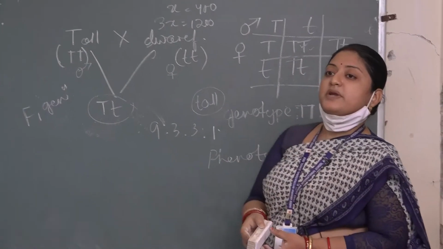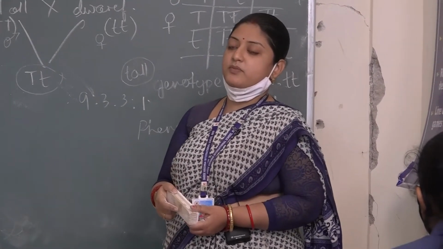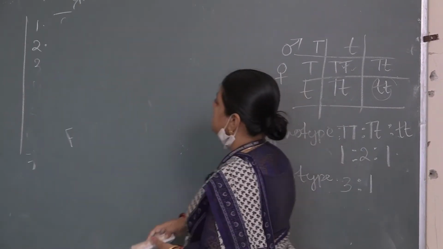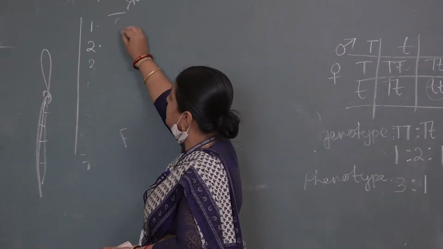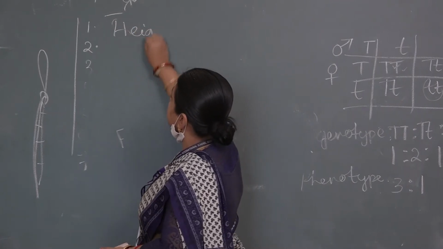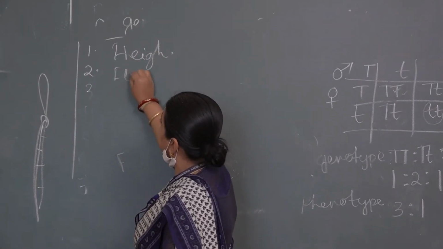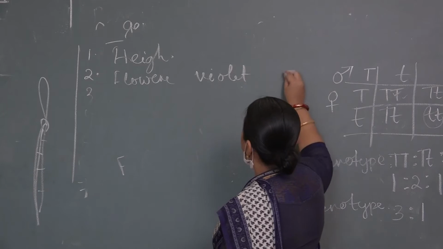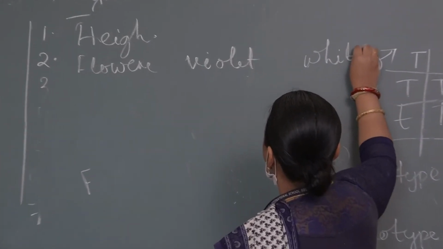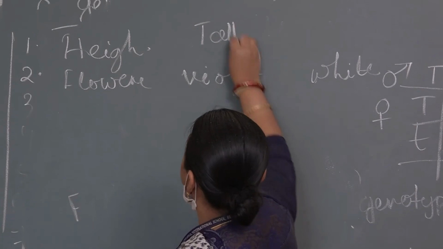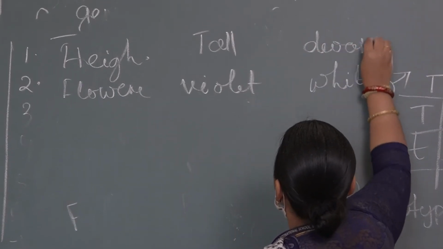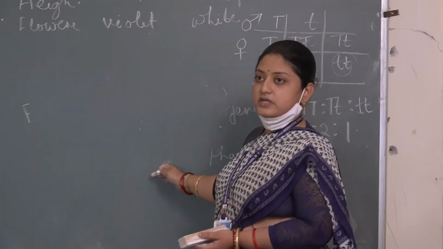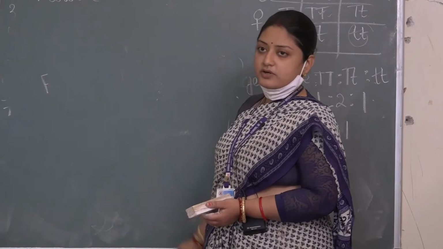Why did Mendel postulate his laws? Because we have considered here 7 contrasting characters, 1, 2, 3, 4, 5, 6, 7. If it is height, then next is flower color. Flower color can be violet or it can be white. So violet is the dominant one, whereas white is the recessive one. Like that he continued his experiment over these 7 contrasting characters.